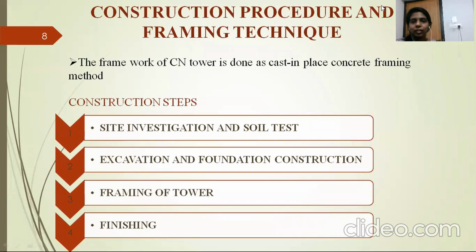Good morning to all. I'm Adra Tampi, and I'm here to explain the construction stages of the CN Tower. First of all, the CN Tower was constructed using cast-in-place concrete framing methods. In the construction, there are 4 major steps. The first one is site investigation and soil test.